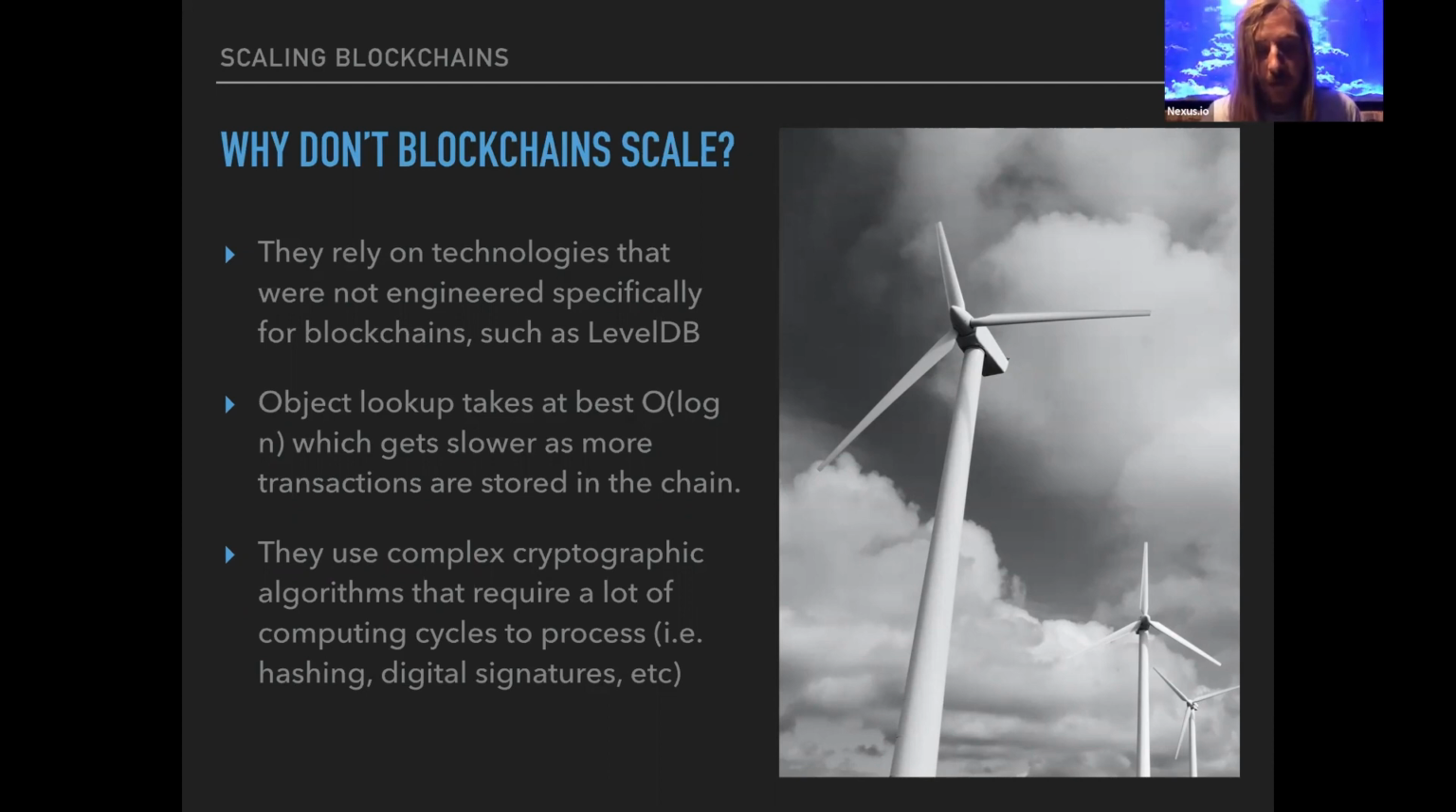As I was saying, the object lookup takes at best O(log n), which gets slower as more transactions are stored in the chain. Logarithmic time complexity is ideal when dealing with any sort of algorithm. Not ideal would be polynomial complexity, let's say n squared. If you have 10 iterations and it's n squared, you end up needing to do 100 iterations for a data set size of 10, where logarithmic could be substantially lower.